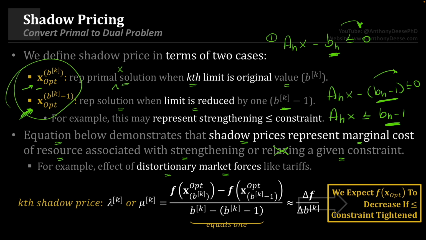For example, it could be the effect of distortionary market forces like tariffs. So what is this complicated looking equation down here at the bottom? Let's just concentrate on mu for a second. It says that the shadow price is equal to the delta F, or how much the optimality of the system, the output of the objective function, changes, right?